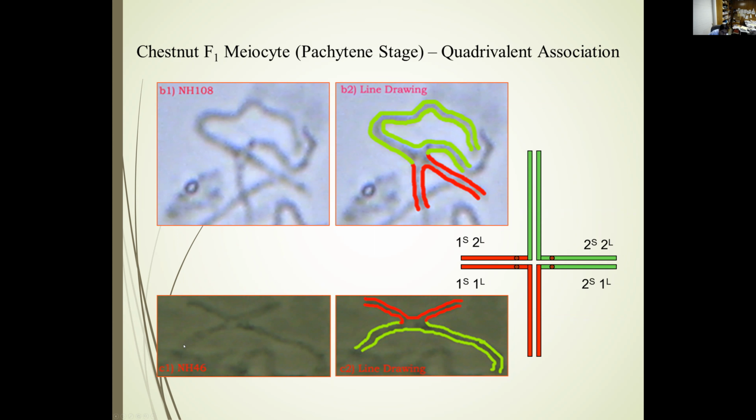This image is showing a cross-shaped structure, and this tells us it is a reciprocal translocation. And we drew the line over it, and it confirmed that chestnut has a reciprocal translocation in the background.